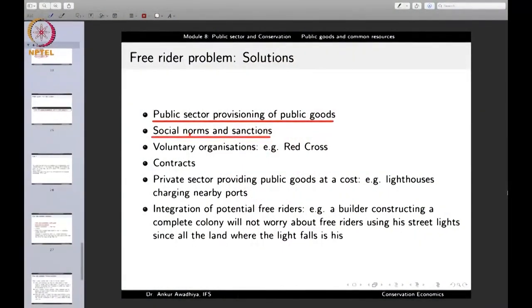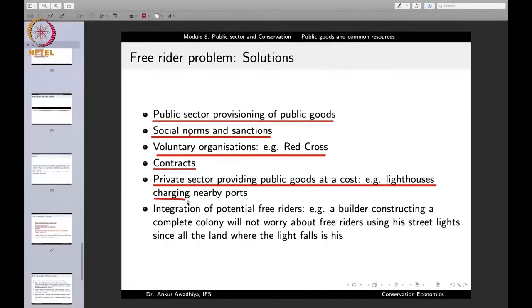Or the use of voluntary organizations such as the Red Cross. Now, this is similar to the government providing for these services. Or we can have contracts, or we can have the private sector providing the goods at a cost, such as lighthouses charging nearby ports. Now, in this case, what happened was that the lighthouses used to provide direction and used to give a signal to the boats or the ships that there is a port nearby.